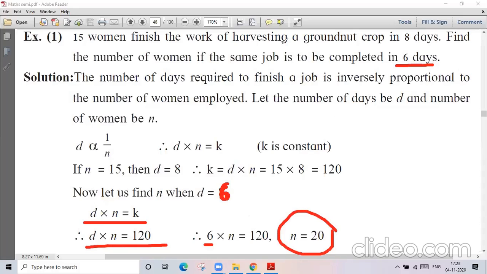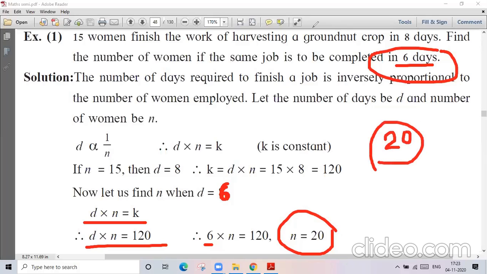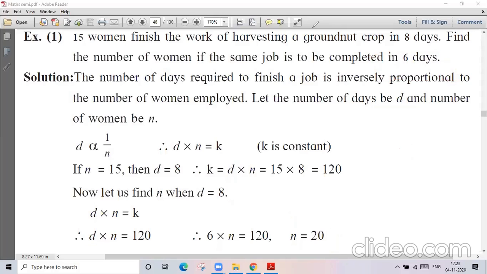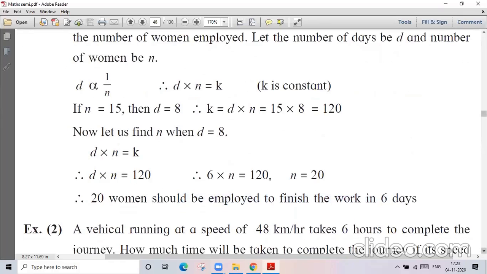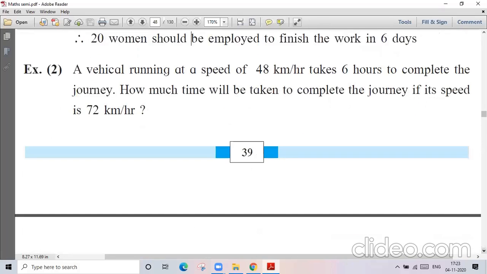What does that mean? If the work is to be completed in 6 days, the number of women required is 20. How many women will be needed? 20 women will be needed. If we want to finish the work in 6 days, 20 women should be employed to finish the work in 6 days. So you will require 20 women to be employed.